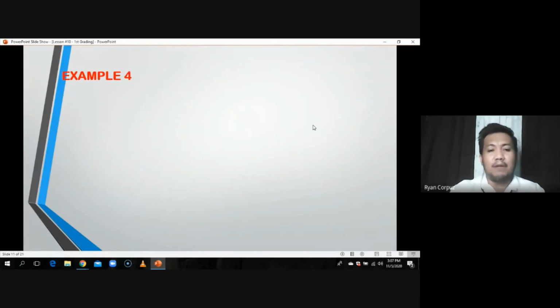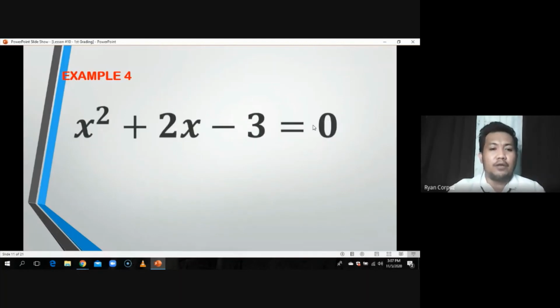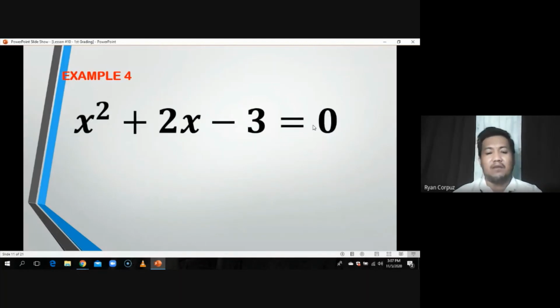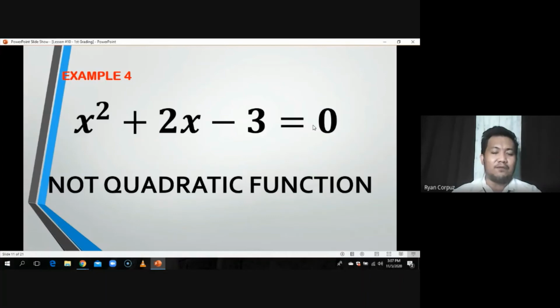Let's have example number 4. For example number 4, the given is x squared plus 2x minus 3 is equal to 0. Is it quadratic function or not quadratic function? Upon analyzing it, we'll find out that example number 4 is not quadratic function because it is a quadratic equation. Diba ang quadratic function equated into y? In case of y, it can be f of x, h of x, or g of x, and so forth. So since it is equated into 0, then we call that as not quadratic function. It is a quadratic equation.